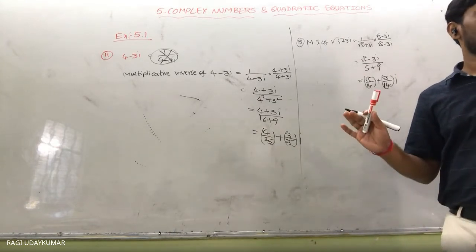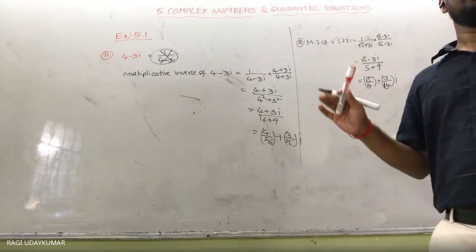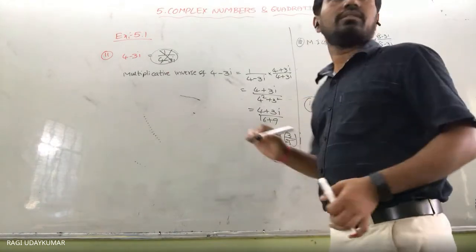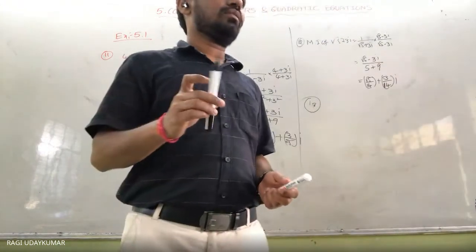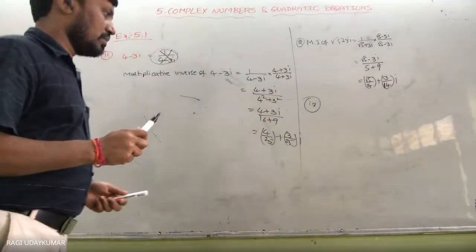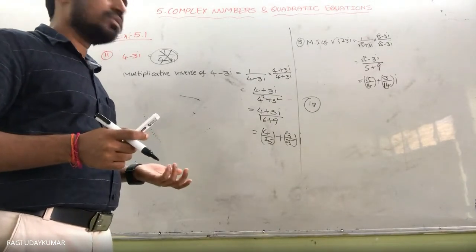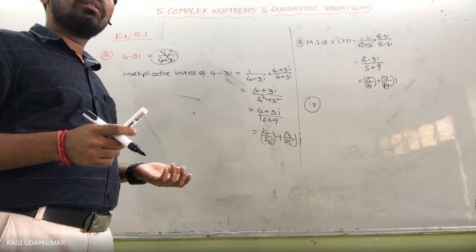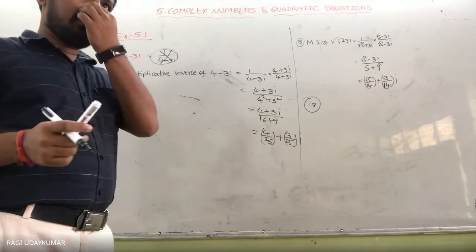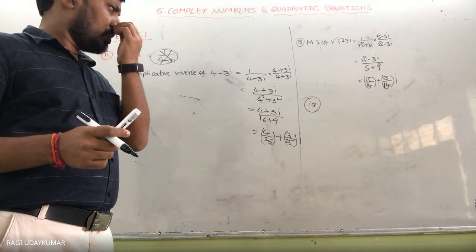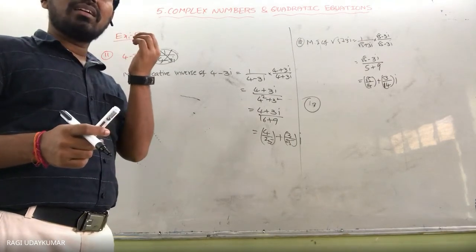Easy? Is it okay? The 13th question, see. What LCM? The answer, sir, is 4/7 plus 3/7, 4/7.